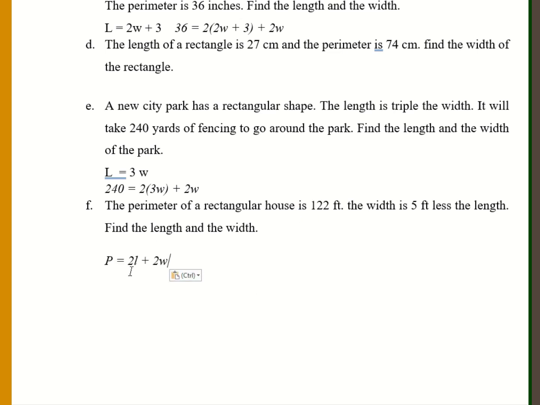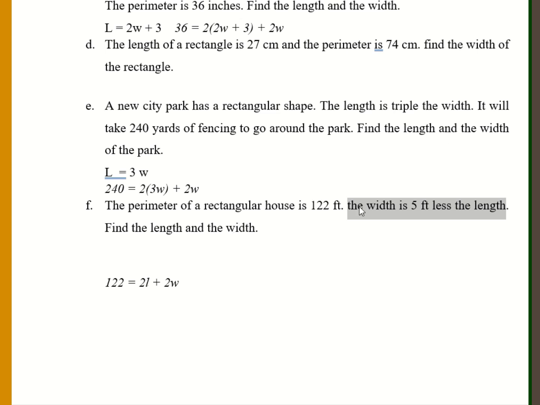So 122 is equal to the width. Let's check this out now. The width is 5 feet less than the length. So what are they saying? The width is 5 feet less than the length. So how do you come up with this equation? So you come up with this equation and substitute this equation inside here, and you find the length and the width. All right? So just put one thing in mind.